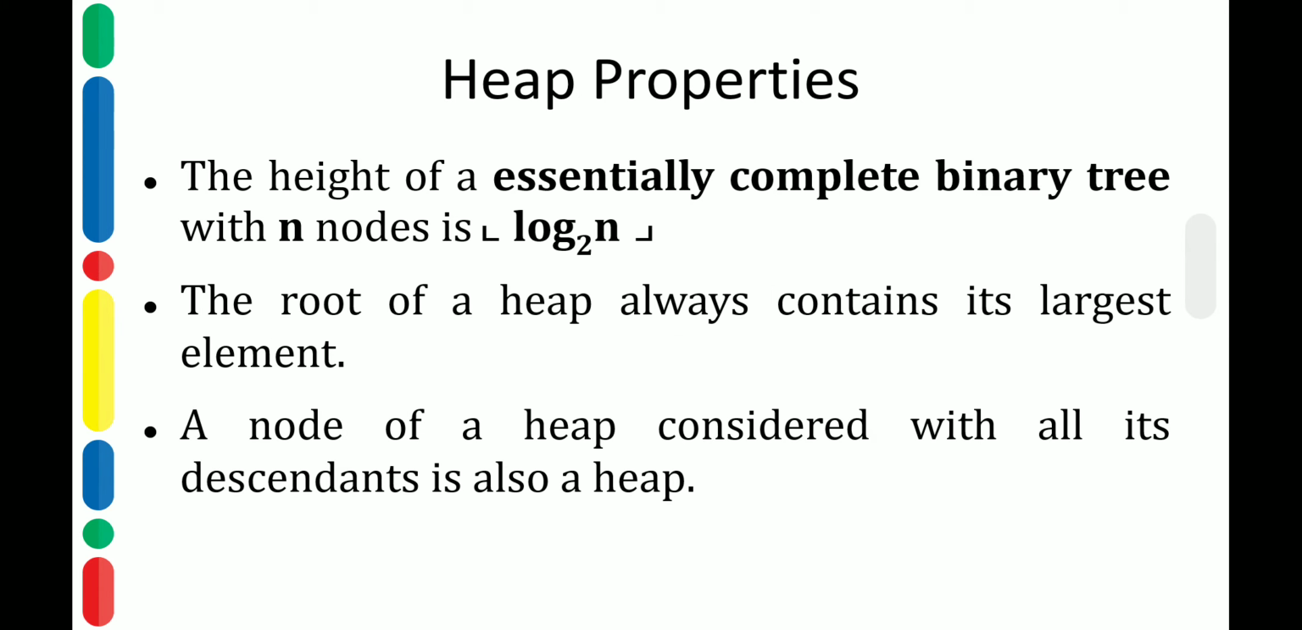Apart from that, let's look at a few properties of these heaps. The height of an essentially complete binary tree with n nodes is log n to the base 2. Essentially complete or almost complete binary trees are almost filled in all the levels up to n minus 1 except for the last level. And therefore, in a binary tree with n nodes, the height of such an essentially complete binary tree will be log n to the base 2 rounded down. It's the floor function that you see around log n.